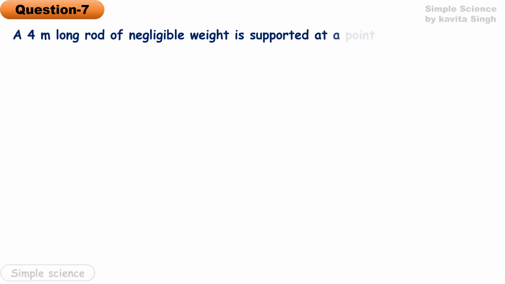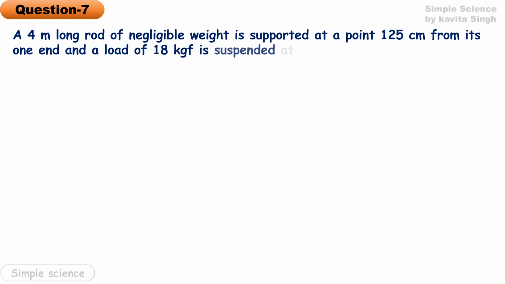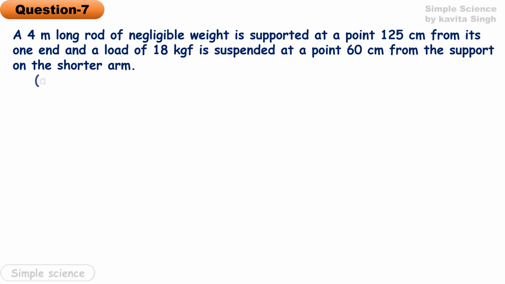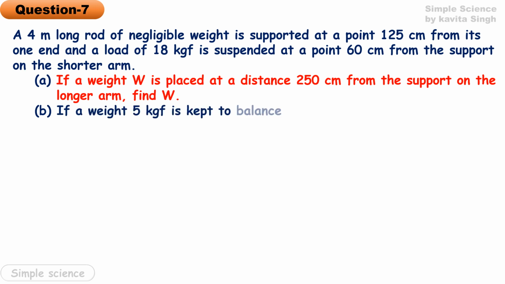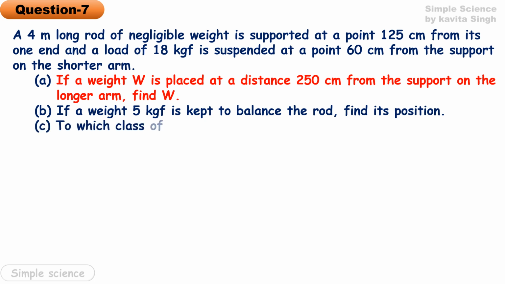Next question 7. A 4-meter long rod of negligible weight is supported at a point 125 centimeter from its one end, and a load of 18 kgf is suspended at a point 60 centimeter from the support on the shorter arm. If a weight W is placed at a distance 250 centimeter from the support on the longer arm, find W. Second part is, if a weight 5 kgf is kept to balance the rod, find its position. And third part is, to which class of lever does it belong?